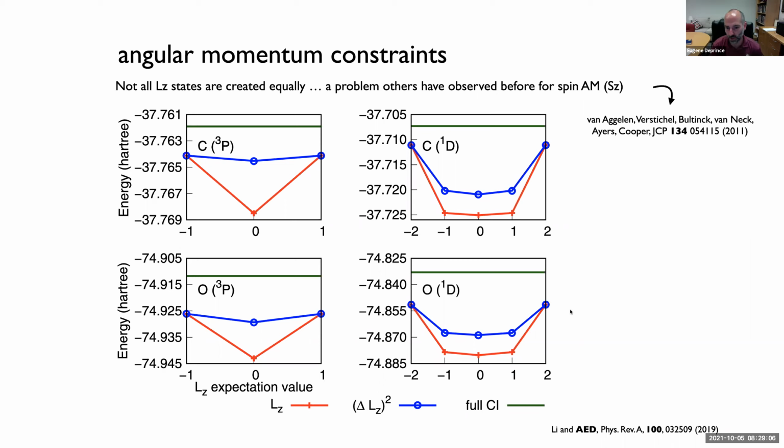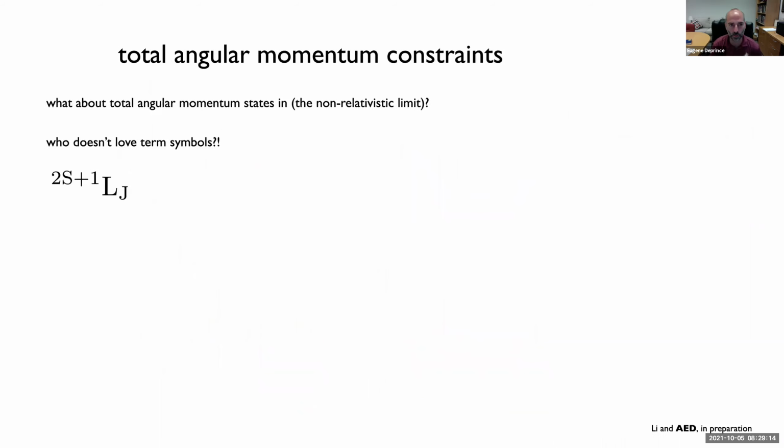Ultimately, we actually started working on these methods because we were interested in developing a relativistic version of V2RDM CASSCF, and we wanted to look at total angular momentum projection states. So we can explore this in the non-relativistic limit, and that can tell us whether or not this is even a worthwhile pursuit. Because if I can't describe the non-relativistic limit correctly, what's the point in adding spin-orbit coupling?